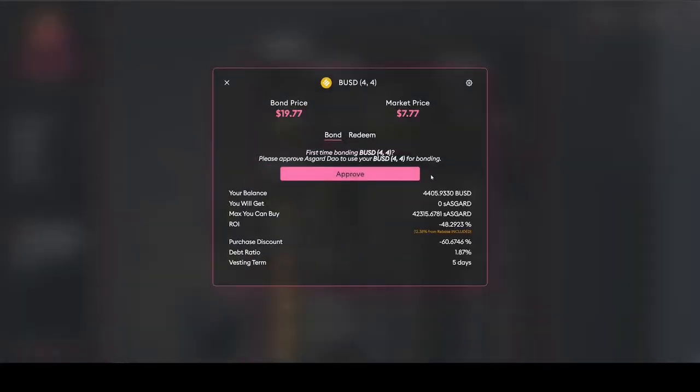And you can get into it just the same way. Once you come into whatever bond that you want to, you will just simply connect your wallet. Again, then you will approve the transaction. And then once you put in your BUSD in this case, you're going to get S Asgard tokens in return. It'll let you know what the ROI is. Obviously, this bond is no longer positive ROI, but we're just using this as an example to see how you can use that.